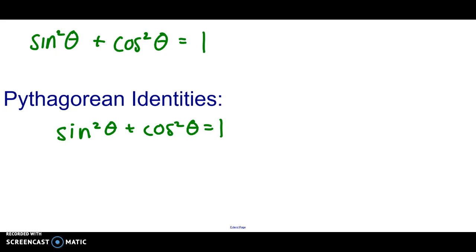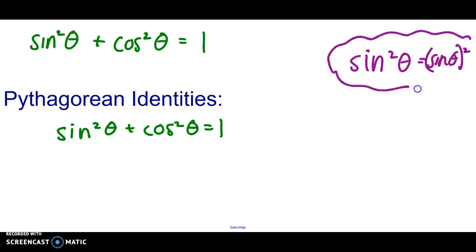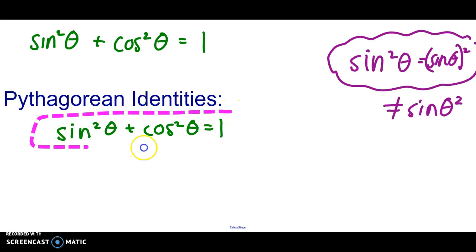Also, just a side note here that I want us to remember that sine squared of theta is sine of theta quantity squared. Why don't we write it as just sine of theta squared? Because this is only squaring the theta, right? And we want it to be sine of theta quantity squared. Okay, so this is just one of our Pythagorean identities. We can actually use this to come up with our second one. I'm going to just box this so you remember that that's what that is.